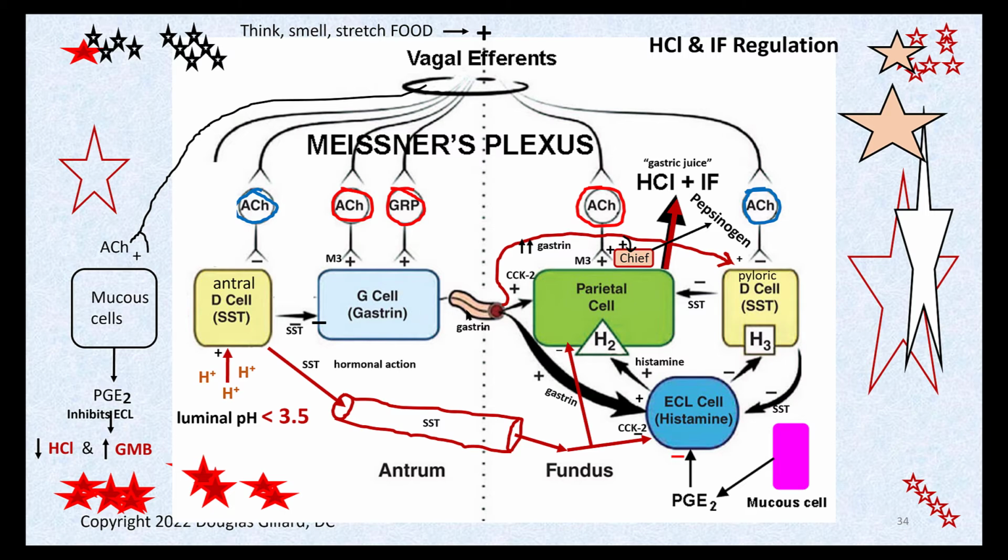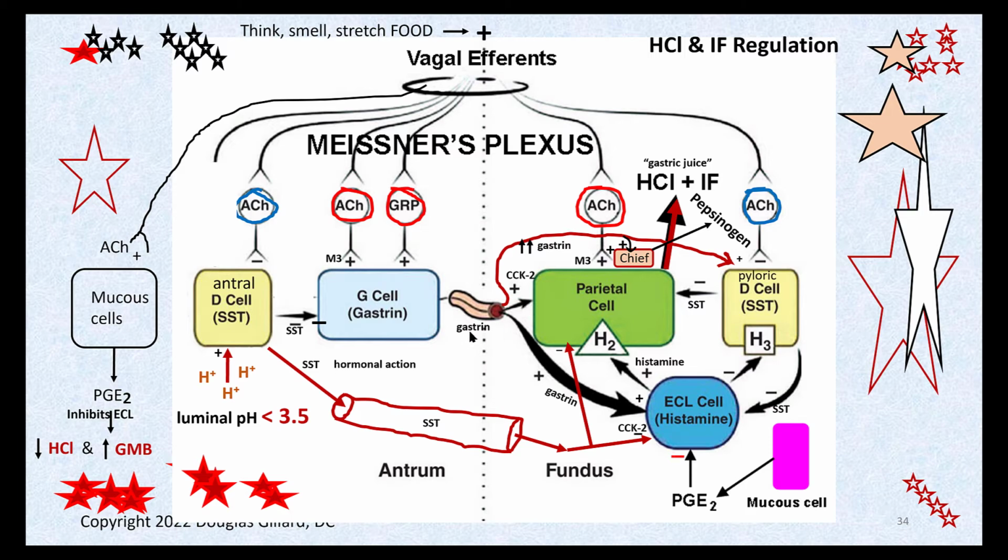What does gastrin do? Gastrin swims over to the fundic region of the stomach through blood vessels, so it's a true hormone. It circulates through every inch and nook and cranny of your body, and it binds to CCK2 receptors on parietal cells, does the same thing, stimulates hydrochloric acid and intrinsic factor. It also swims over and binds to chief cells and causes the production of pepsinogen.